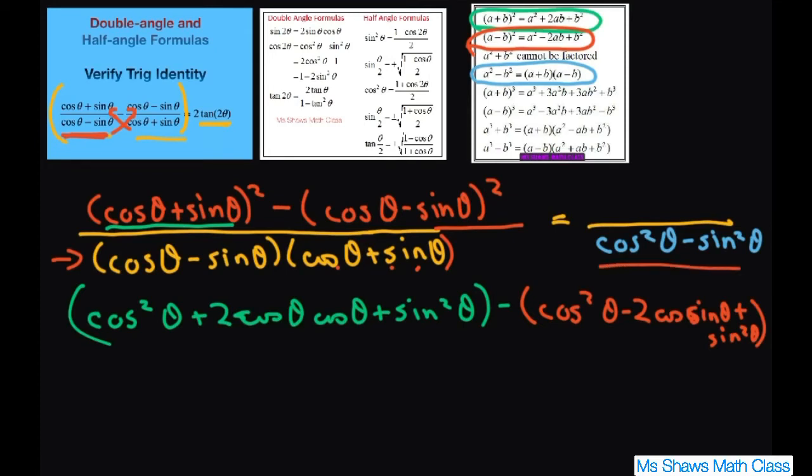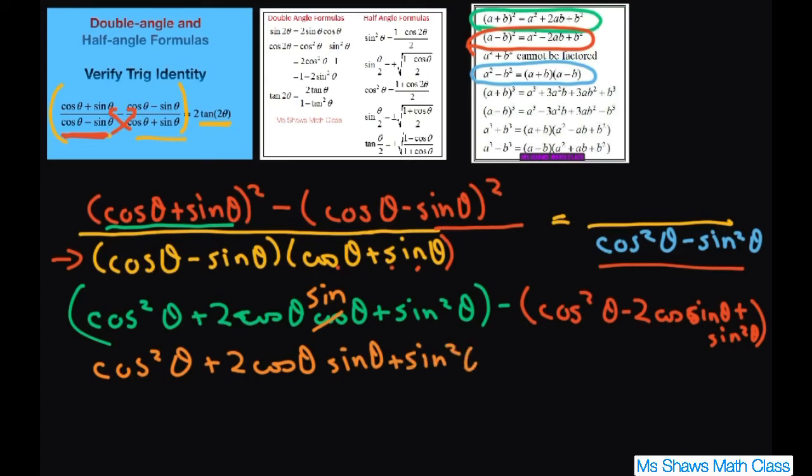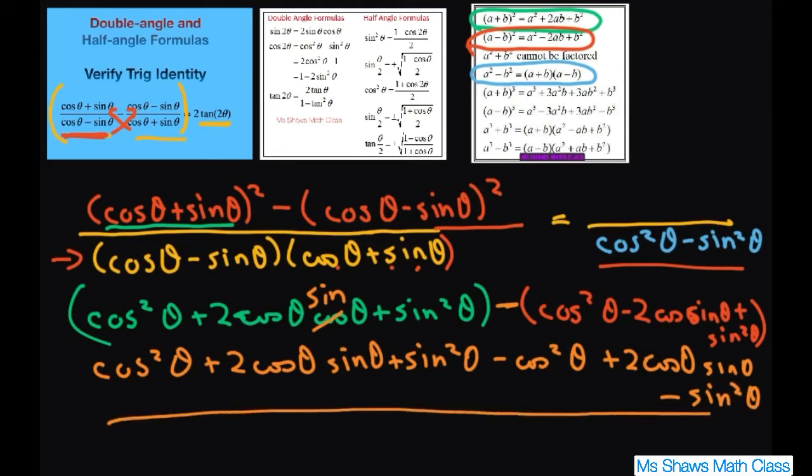All right, and I still have this as my denominator, but to save room, what I'm going to do is just write this out real quick. This should have been sine. Sine of theta plus sine squared theta. I want to distribute this. Minus cosine squared theta plus 2 cosine theta sine theta. And then you're distributing this negative, minus sine squared of theta. And this is all over our cosine squared of theta minus sine squared of theta.